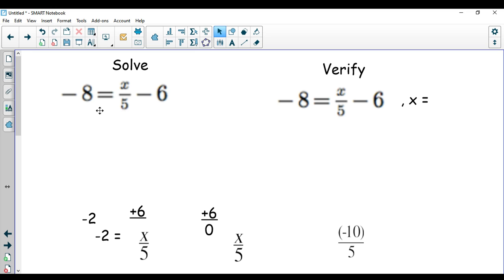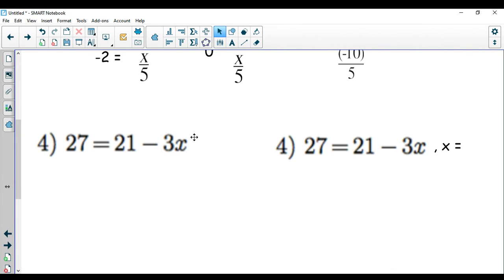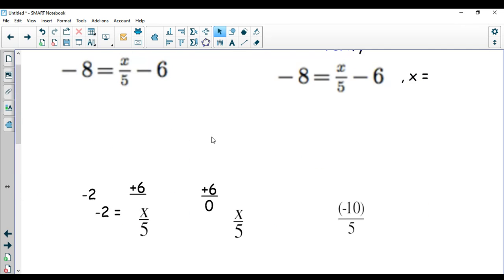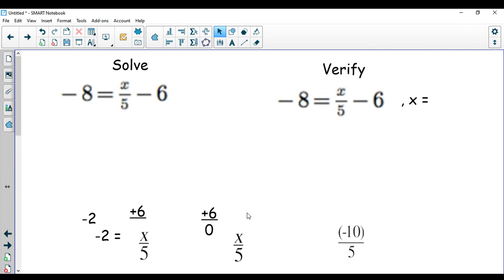Hey, grade 9s, we're going to take a look at a question that has x over 5, so fraction form. And then we're going to take a look at a question where we have 3x, kind of like a multiplication. See all these typed numbers I have down below? That's because I messed up on my last video. So we're going to do solve again on the left, verify on the right.